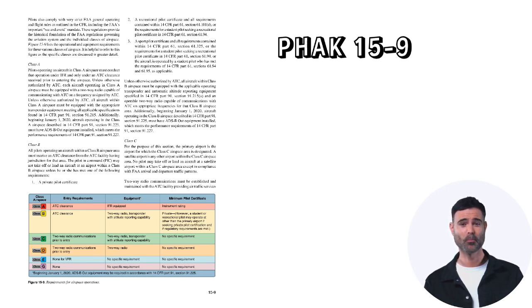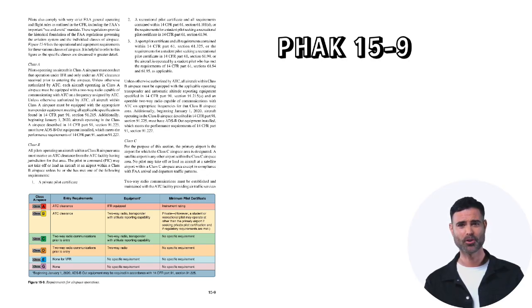Class B. All pilots operating an aircraft within a Class B airspace area must receive an ATC clearance from the ATC facility having jurisdiction for that area. The pilot in command, PIC, may not take off or land an aircraft at an airport within a Class B airspace unless he or she has met one of the following requirements. 1. A private pilot certificate.